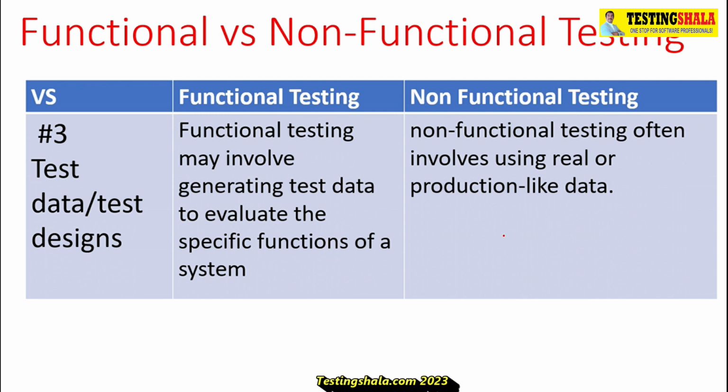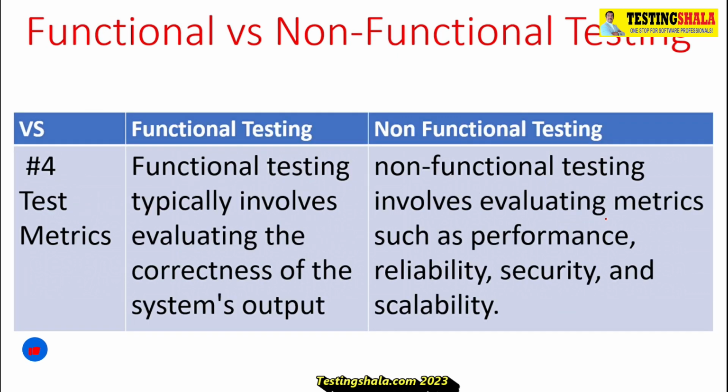As we discussed, in functional testing we normally focus test data and test designs more on user requirements, more on the functional side or functional aspects. But in non-functional testing, we should have clear, real or production-like data, because we are going to try to simulate the performance of an application. That is the time we should have more of a real-time environment. The fourth key difference is in terms of test metrics.